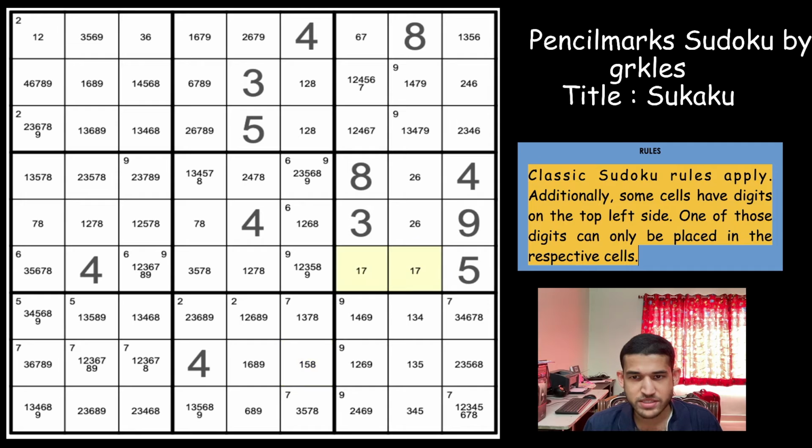Okay, so we got a 157 here. So we could remove those digits. So 1 and 7 not here. 1 is not here. 7 is not here. 5 and 7 not here. Okay. Oh, this is also not a 5. This is not a 5.